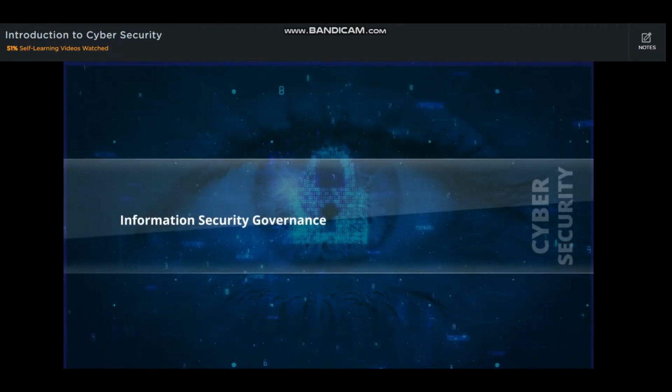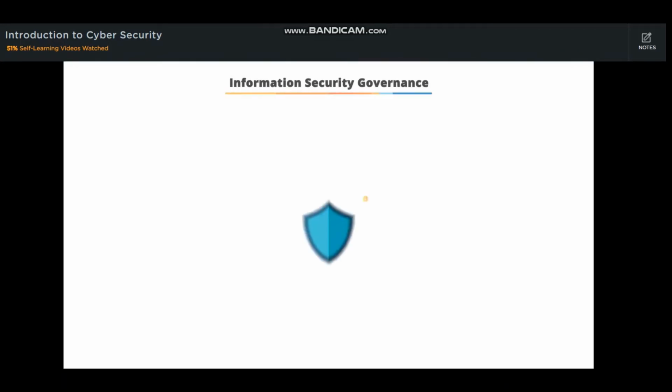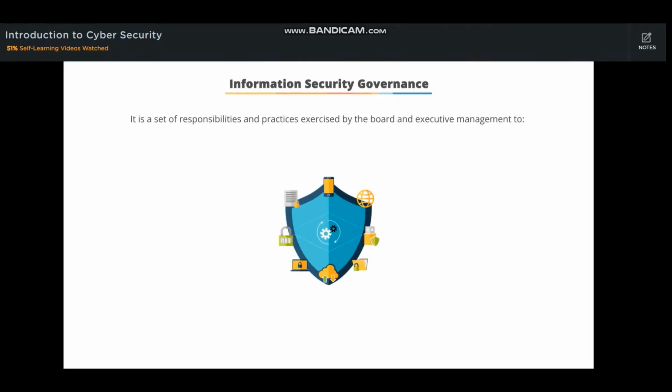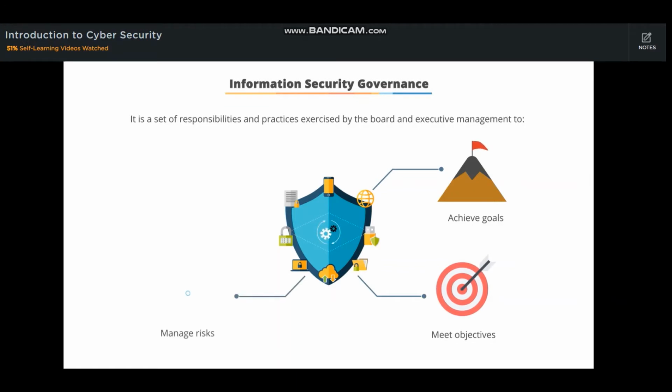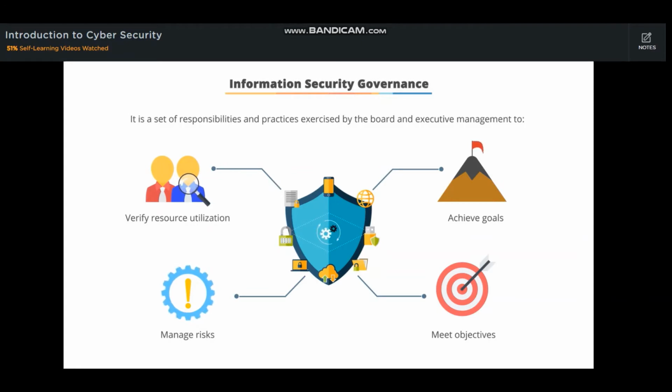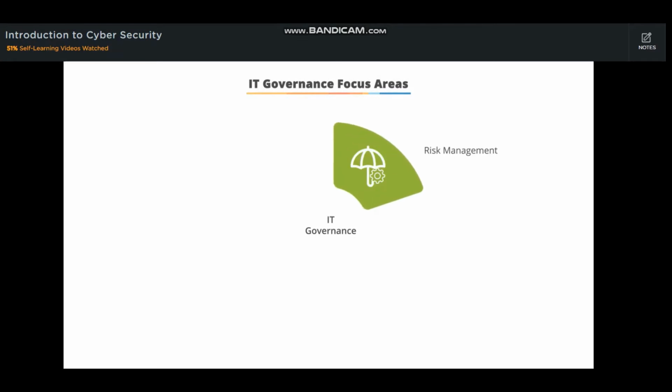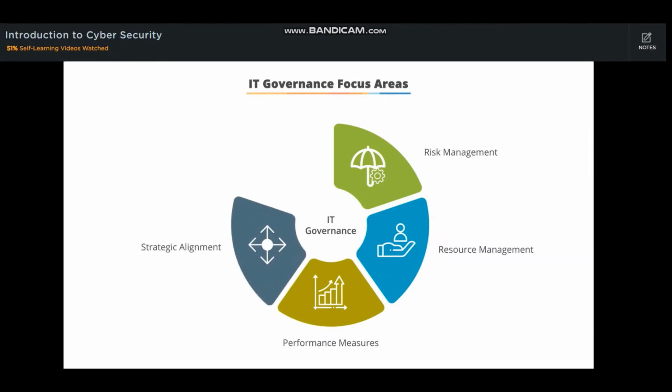Information security governance. Information security governance is a set of responsibilities and practices exercised by the board and the executive management. It is there to achieve the goal of providing strategic direction, ensuring that objectives are achieved, ascertaining that risks are managed appropriately, and verifying that the enterprise's resources are used responsibly. Major focus of governance: risk management, resource management, performance measures, strategic alignment, value delivery.